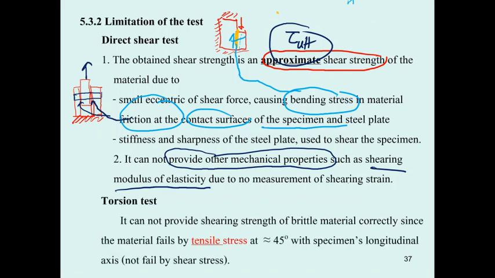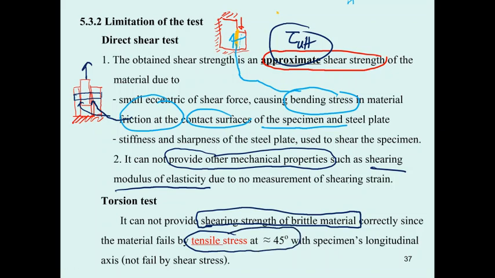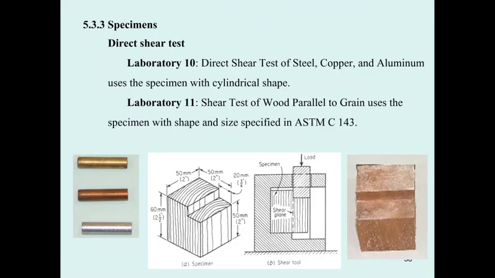The torsion test has a limitation. It cannot provide the shear strength of brittle material. Why? Because brittle material fails by tensile strength. I will mention this about the failure of the cast iron. Later, cast iron fails by tension. So by doing this, we didn't get the shearing strength of the cast iron, but we get the tensile strength of the cast iron.